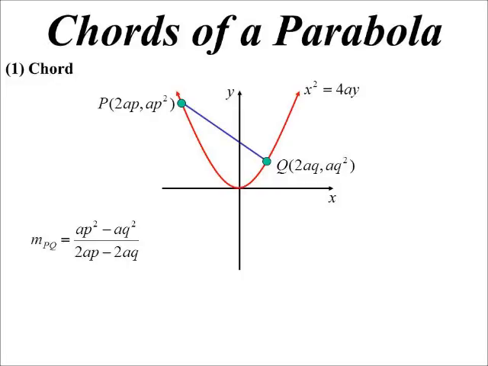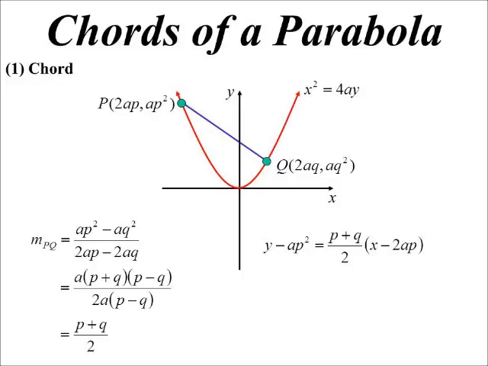ap squared minus aq squared. I've got a common factor of a. It's going to leave me with a difference of 2 squares. On the bottom, I've got a common factor of 2a. So let's factorise all that. The p minus q cancels. The a cancels. So the slope of any chord will always be (p plus q) on 2. So if you know the parameters of the 2 points, basically the slope is the average of the parameters. Add them together, divide by 2.